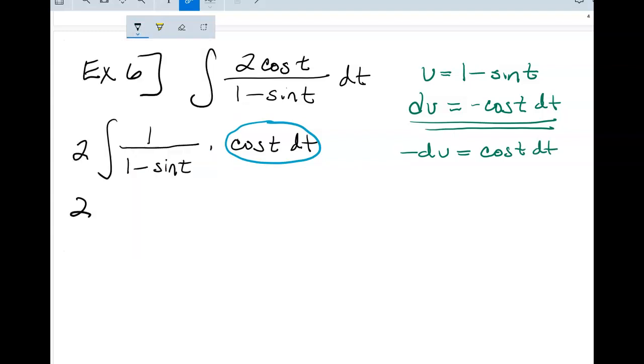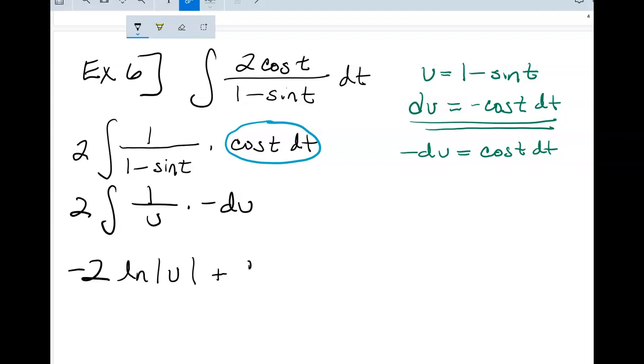So this means we have 2 times 1 over u times negative du. Let's bring that negative to the outside, and then the antiderivative of 1 over u is the natural log of the absolute value of u plus c. Back substituting, negative 2 times the natural log of the absolute value of 1 minus sine of t plus c.